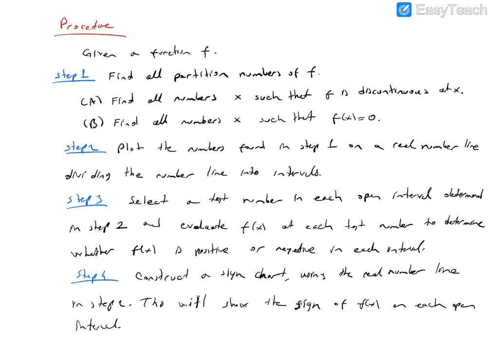Also, there is an alternative to step 3 in the procedure for constructing a sign chart. That may save time if the function f of x is written in factored form. The key is to determine the sign of each factor in the numerator and denominator of f of x. We will illustrate this in the examples. The partition number, okay, let's look at the example.